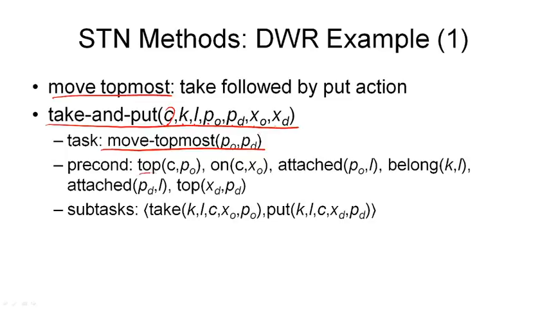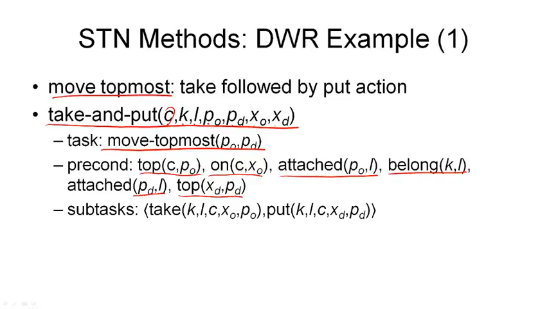So the first precondition was that the container that we're moving is on top of the origin pile. Then it needs to be on the container from which we're taking it. The pile needs to be at that location, and the crane also needs to be at that location. Also, the destination pile needs to be at the location, and the container onto which we're putting it, our container C, must be the top of the destination pile.